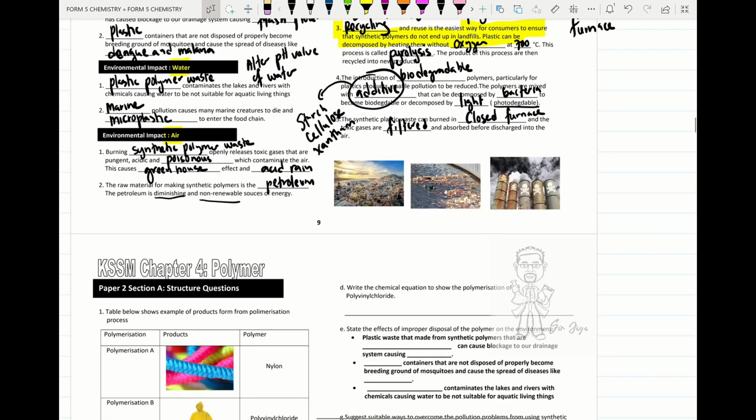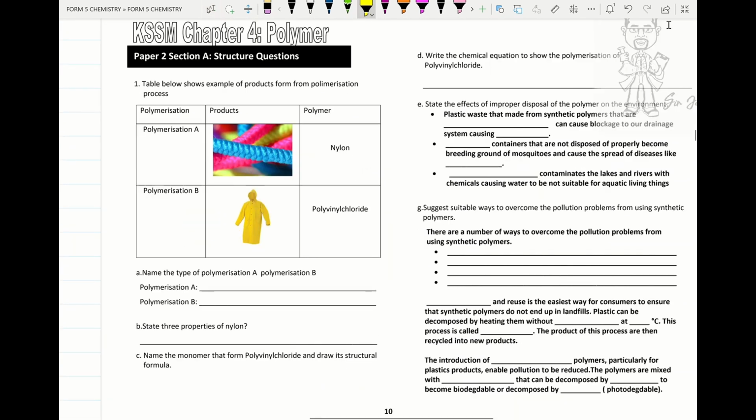All right, so we move on to the next example of the question. This student try to look at this question, paper 2 section A structure question. So in this question, the table shows the example of the product of polymerization process. We have polymerization A and polymerization B. The polymerization A produce nylon and this is polyvinyl chloride.